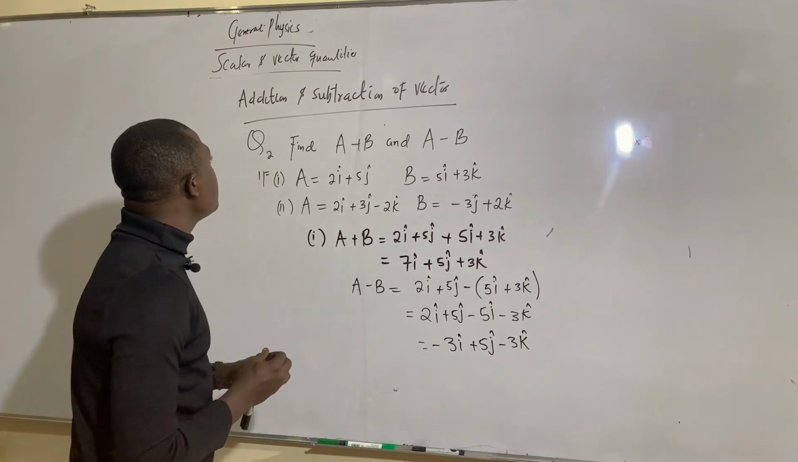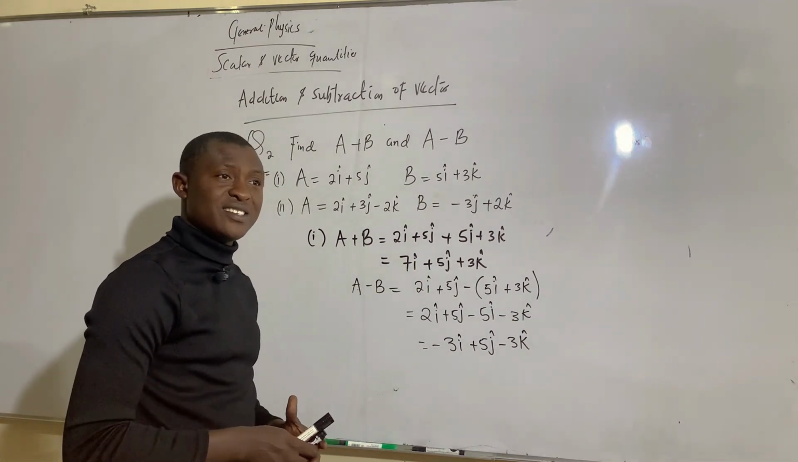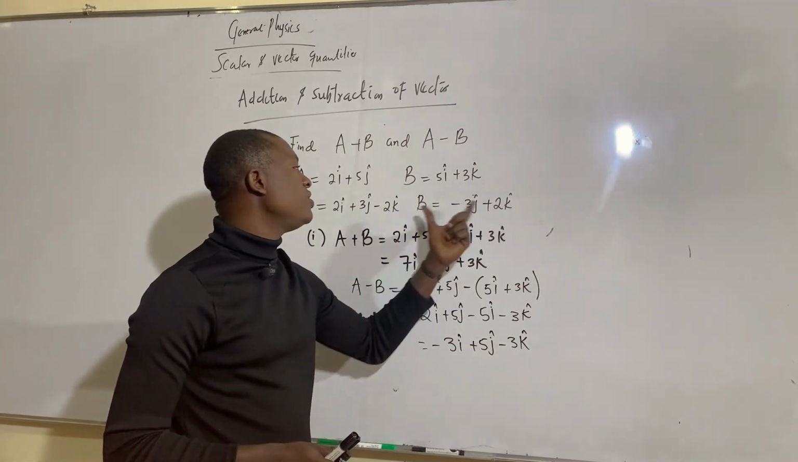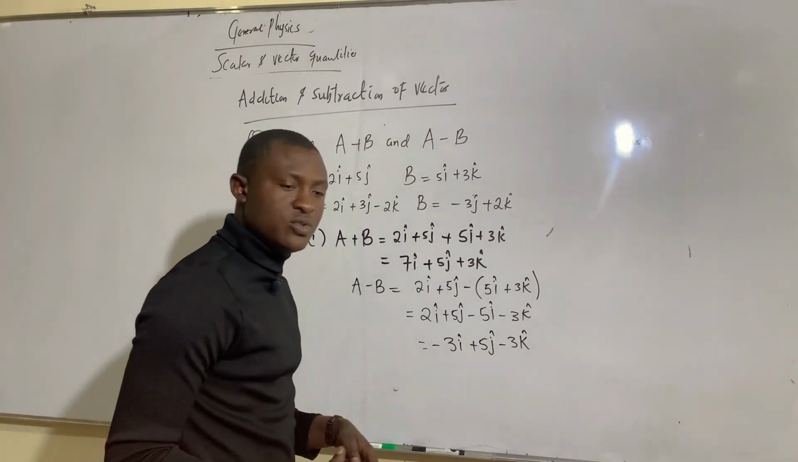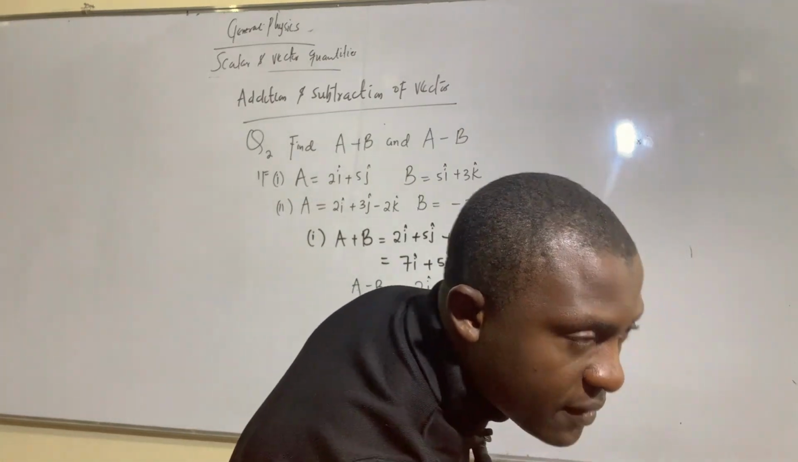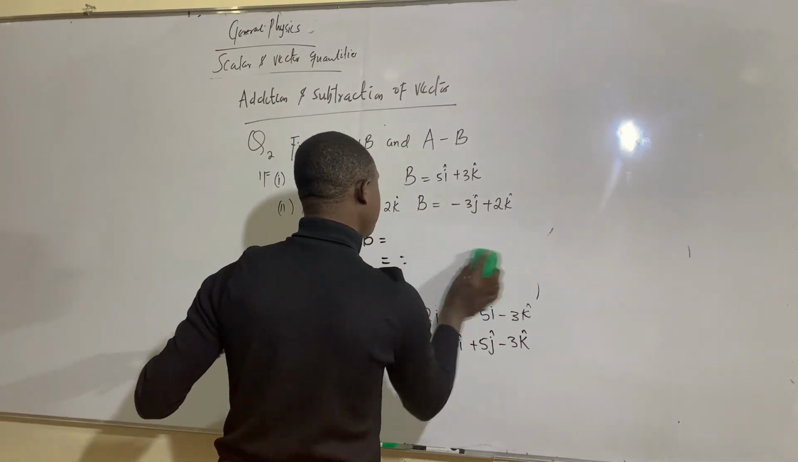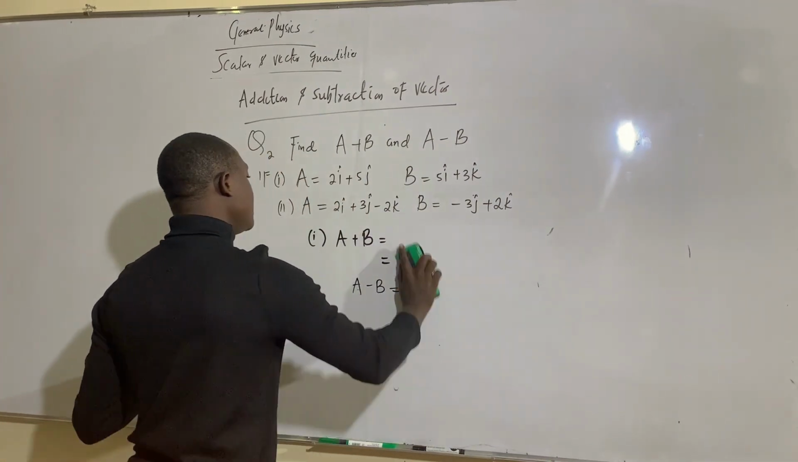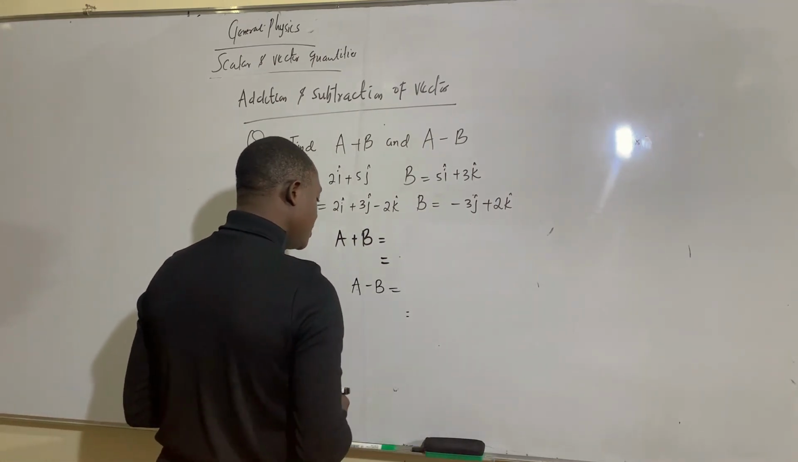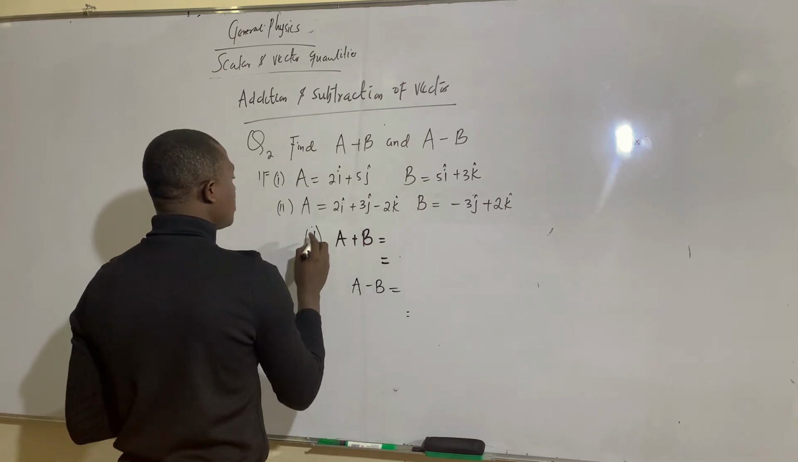Yeah, nice. I hope you can solve the second one yourself, right? Yeah, good. The second one, we are given A, we are given B. Okay, let me just do that one too, so that you can have a better knowledge of these vectors. Let me use the same demarcations. I'll start to find A plus B and at the same time A minus B.